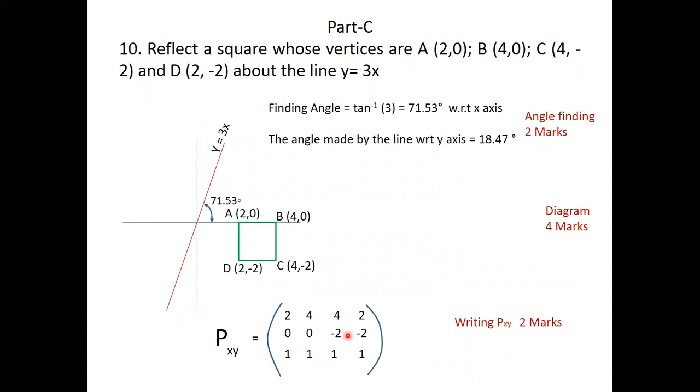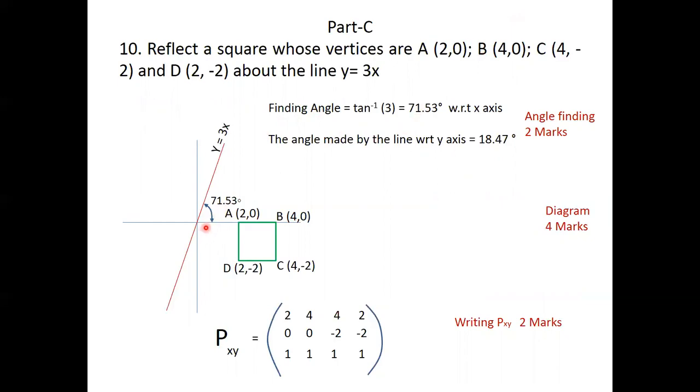Part C question. Questions 10 and 11 are either-or type questions. Question 10 is very similar to our assignment problem. The difference is that the given straight line passes through the origin in this case. Finding the angle carries 2 marks. So tan inverse 3 gives the angle, which is with respect to the x-axis.